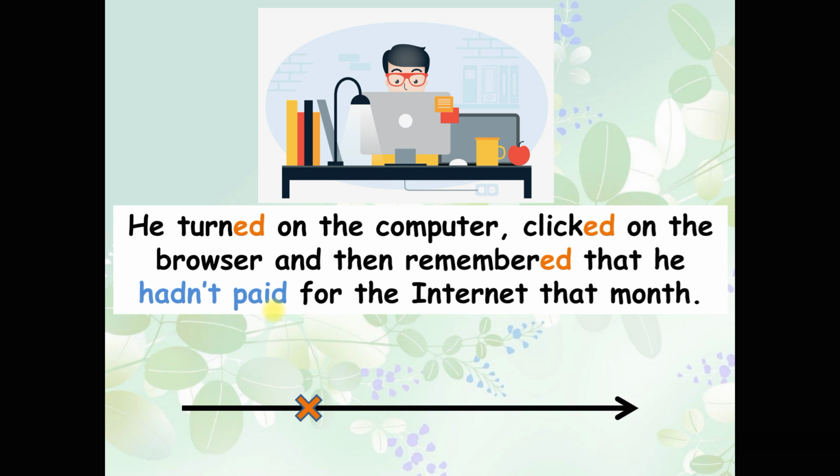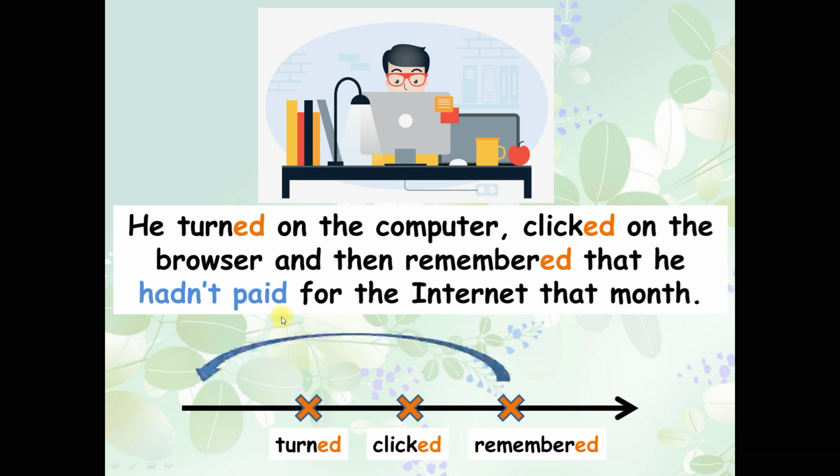And this short action here will be turned. The next action that this man did is clicked. And after that, remembered. All the three actions happened one after another. First he turned, next he clicked, then he remembered. But the last action, hadn't paid for the internet, had happened here, before all these three main actions. So we use the past perfect to indicate that.